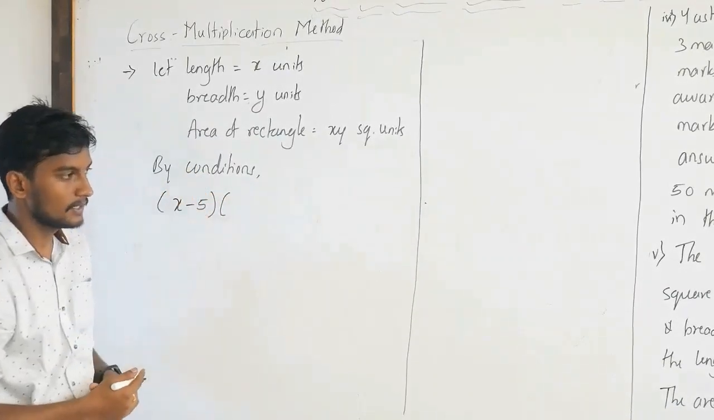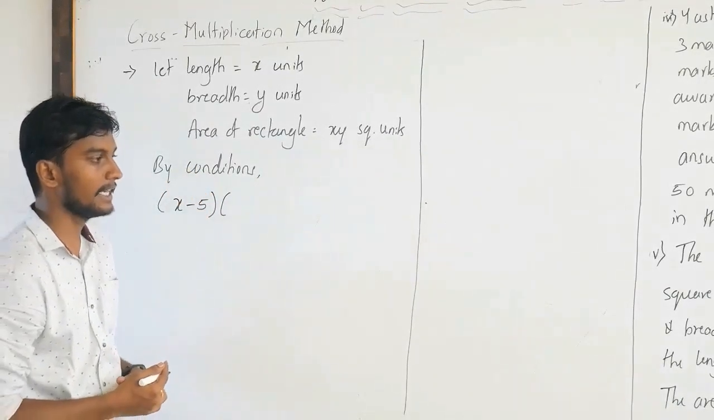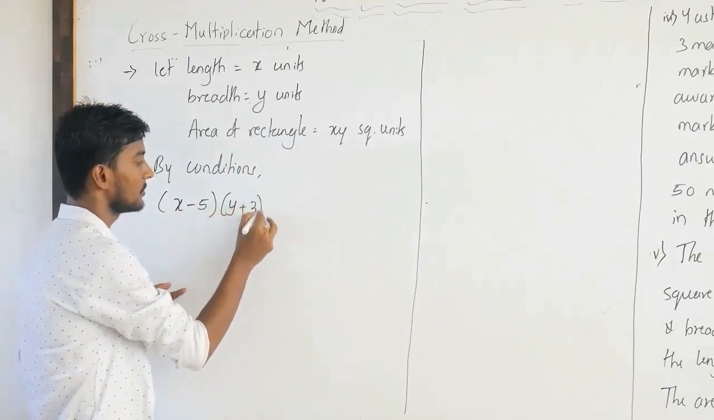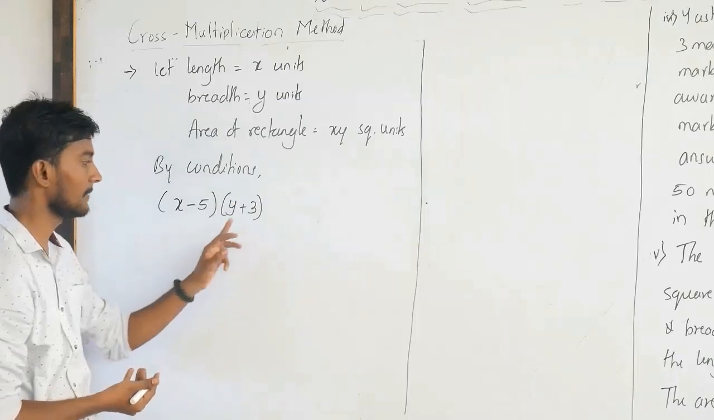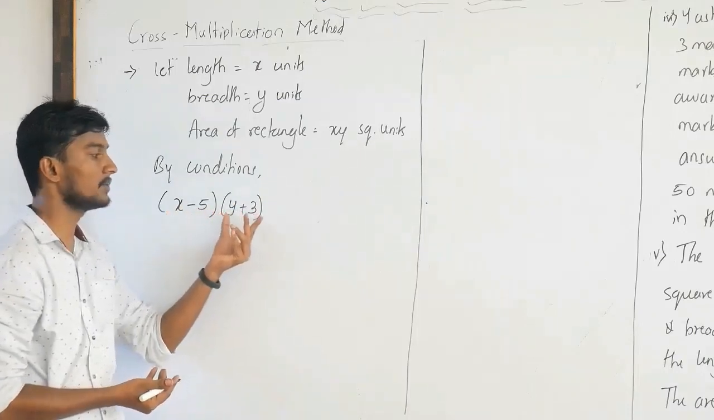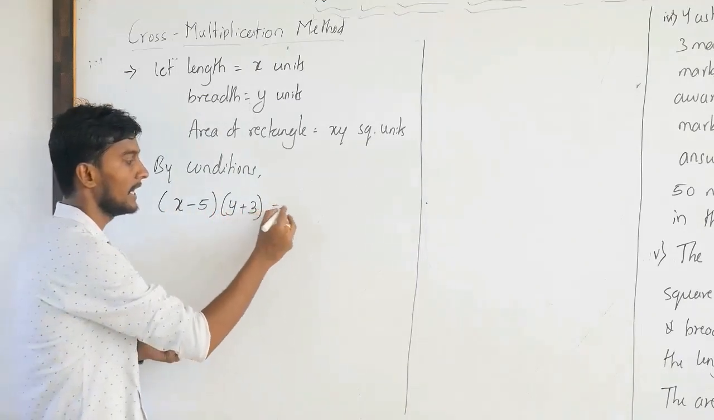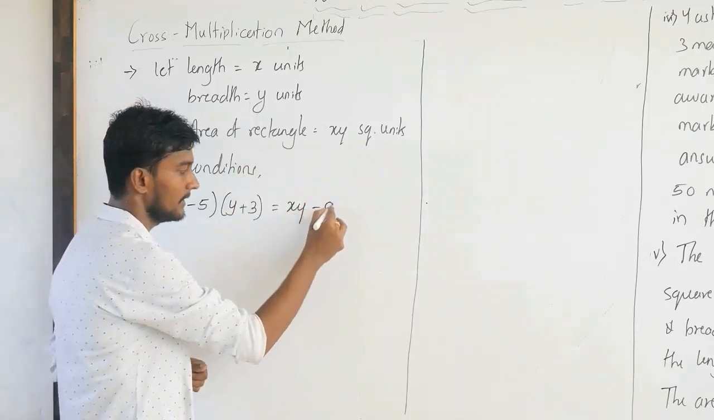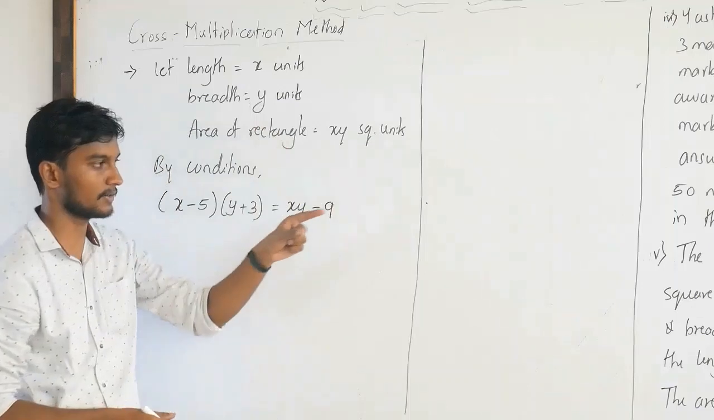And breadth is increased by 3 units. Breadth we have taken as y, so increased by 3 units means y plus 3. Length into breadth is equal to area. Area, how much is it reduced? Area is reduced by 9 square units. That is the question they have given.